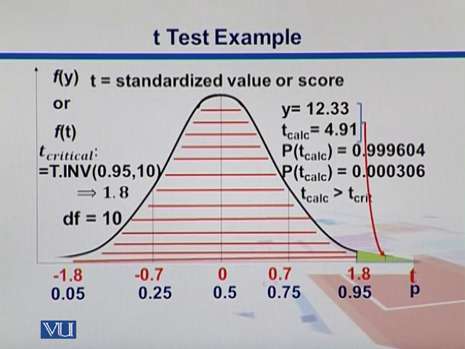which lies somewhere here. The probability of this t calculated, in terms of the probability scale, is 0.999604. And if you look towards the right, this blue circle indicates that this probability is actually 0.000306, which is less than 5%. So it's far less than 5%, so this is a significant event.